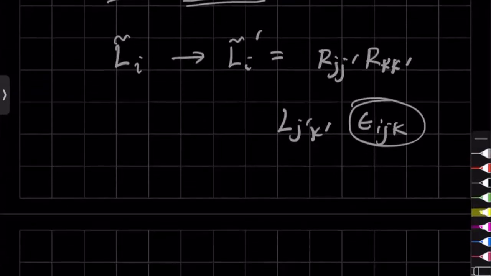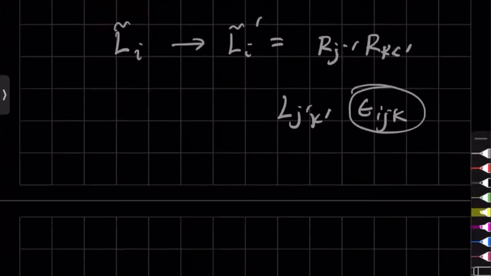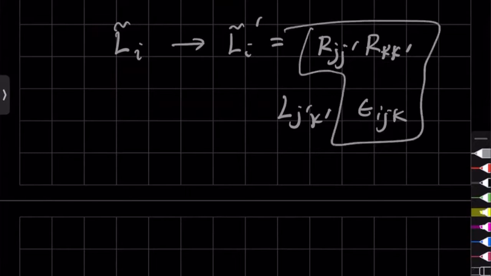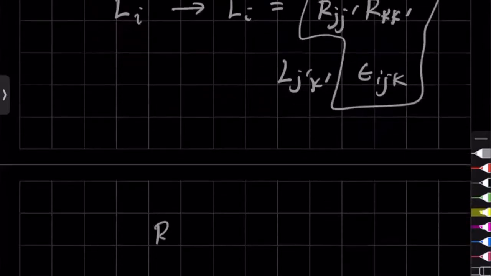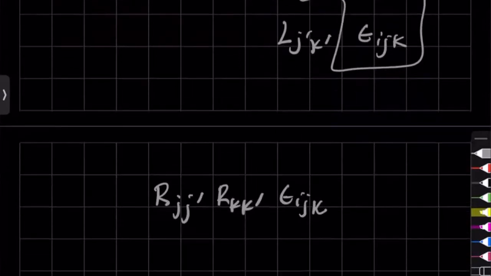Great. Now we look at this combination. What is R_{jj'} R_{kk'} epsilon_{ijk}? It is actually easy to show.